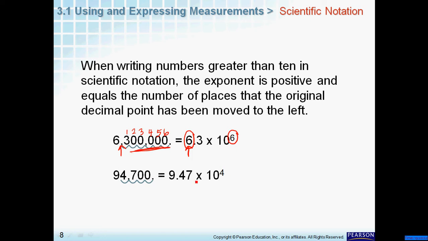Let's do another one. This one down here at the bottom, 94,700. My decimal needs to go right here between the 9 and the 4.